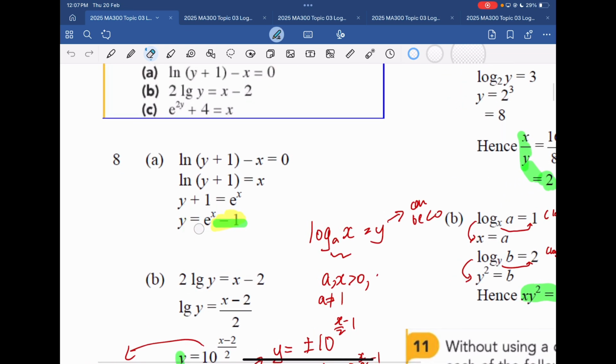So I look at AA. This is the answer for AA. Can you just help me take a look? This is e power x minus 1.